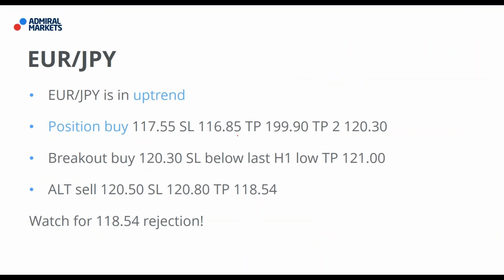And finally, euro yen. We have different setups on euro yen. Possible buy position 117.55, stop loss 116.85, TP 119.90. Oof, yeah, this is 119.90 and TP is 120.30. So yes, this is a typo.